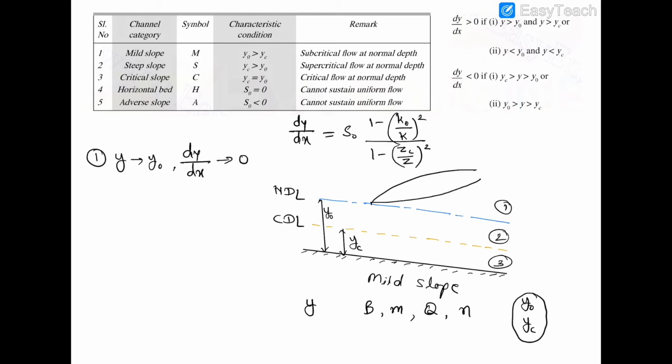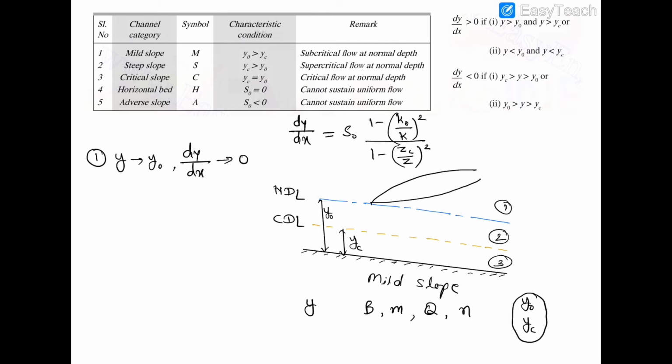So when y tends to y0, then this K will become K0, and K0 divided by K0 will be 1, 1 minus 1 will be 0, meaning ultimately dy/dx will become 0. Okay, it means when the water surface approaches y0, theoretically it should become horizontal, but in reality it becomes parallel to y0.